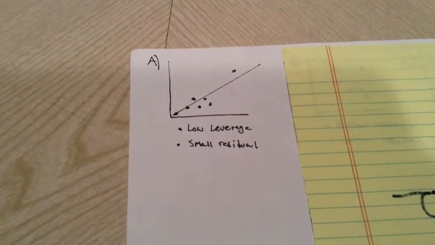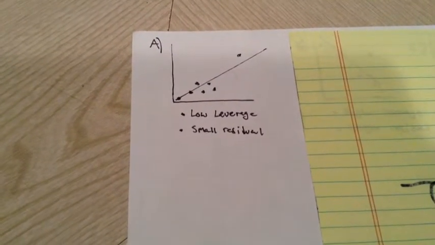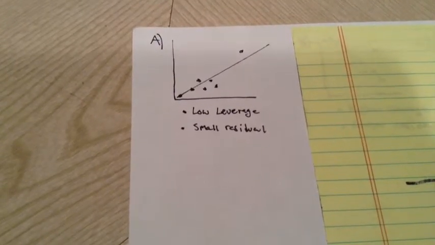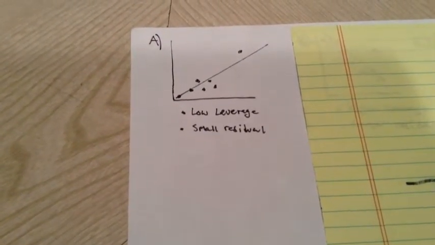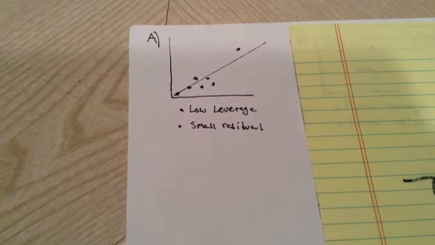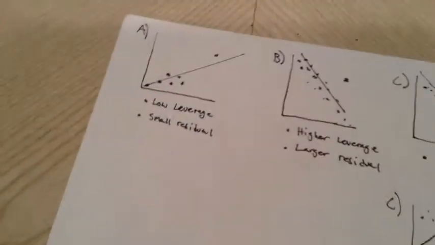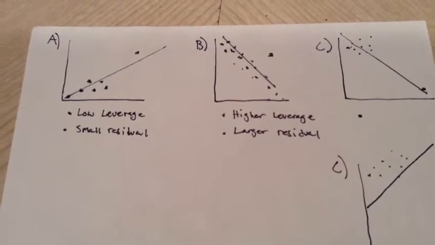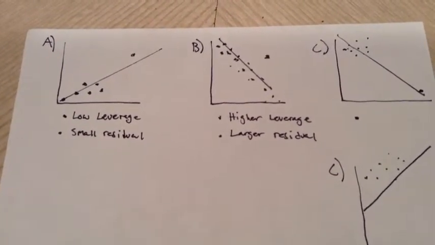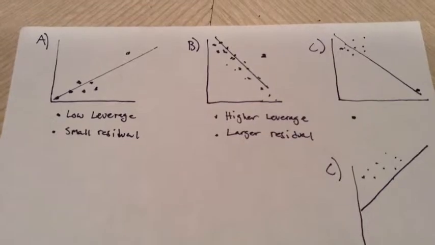Alright, so looking at A, the influential point would have low leverage because it only pulls the line of best fit up a little bit, and a smaller residual because it's not as far from the line of best fit as some other points might be. Looking at B, it's going to have a higher leverage because it's a little bit further away from the other data points, so it's going to pull the line of best fit a little more, and it's going to have a larger residual because it's even further from the line of best fit.